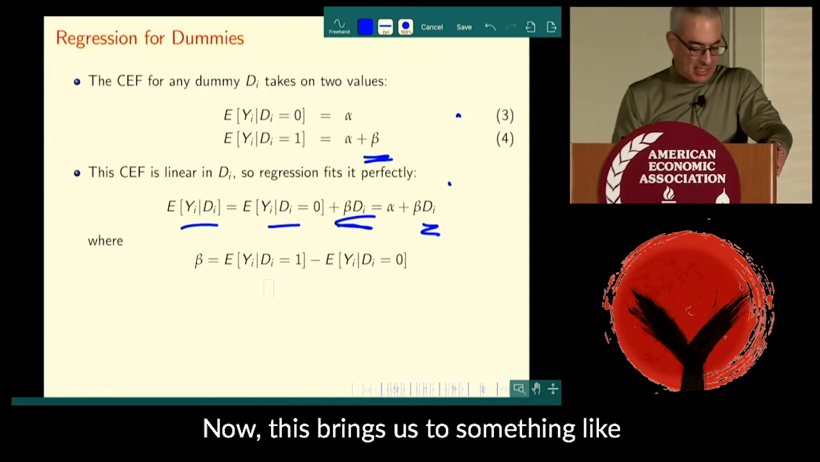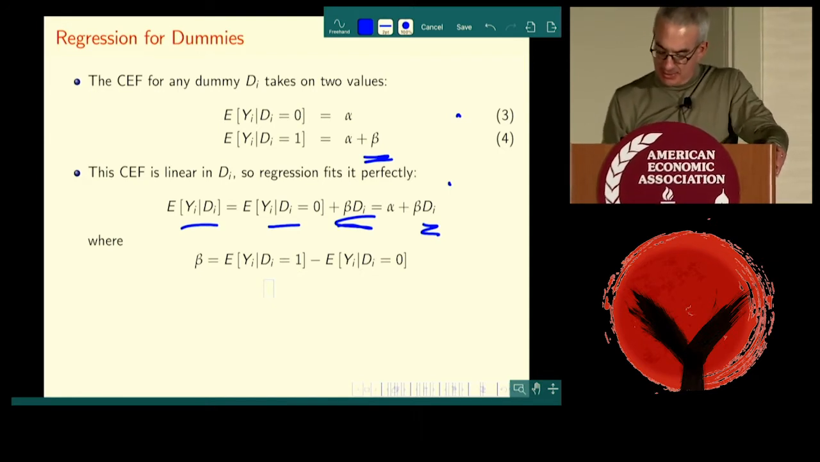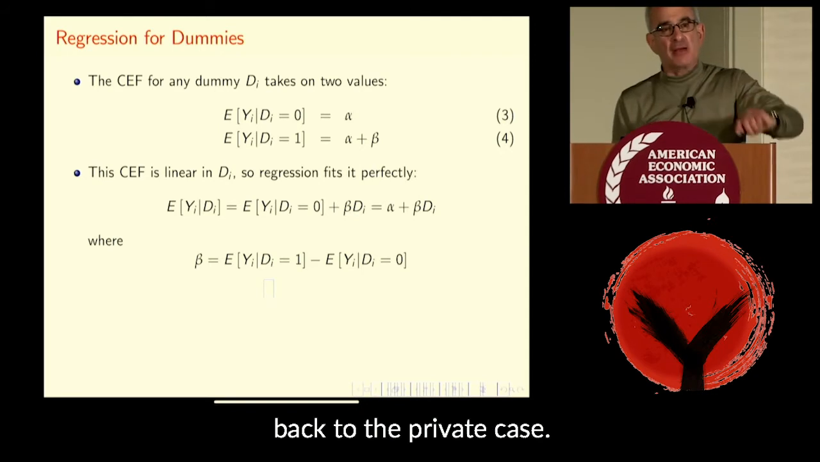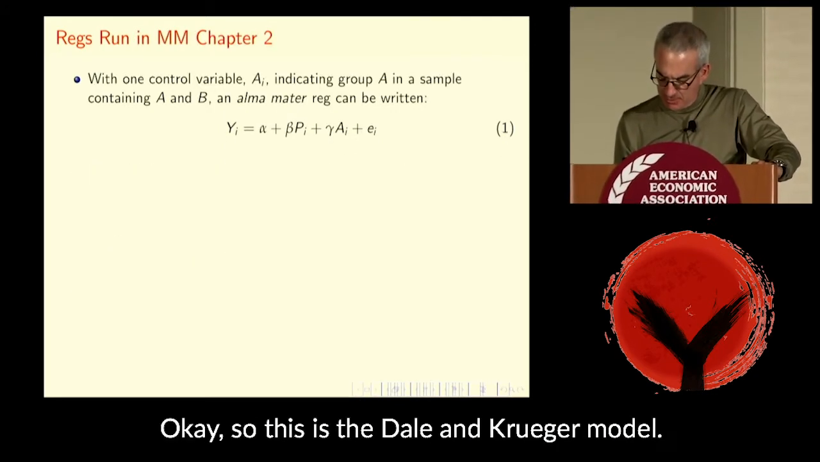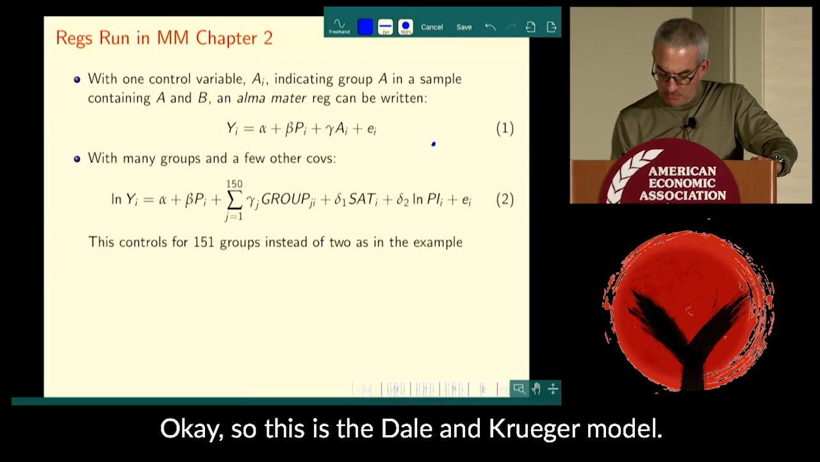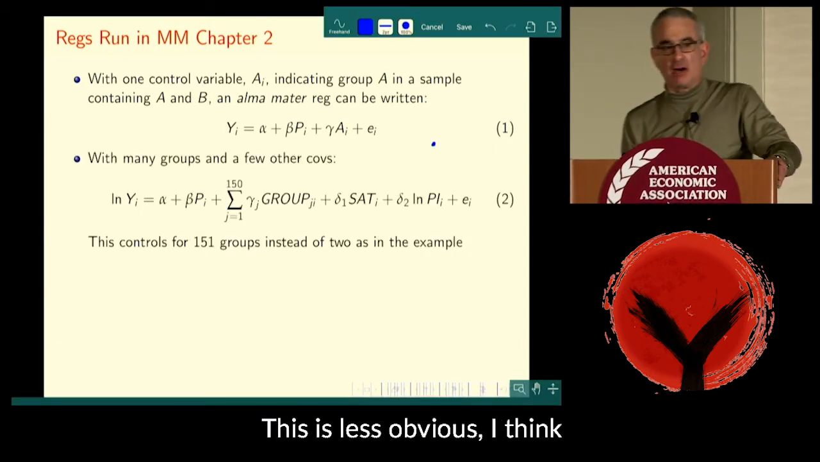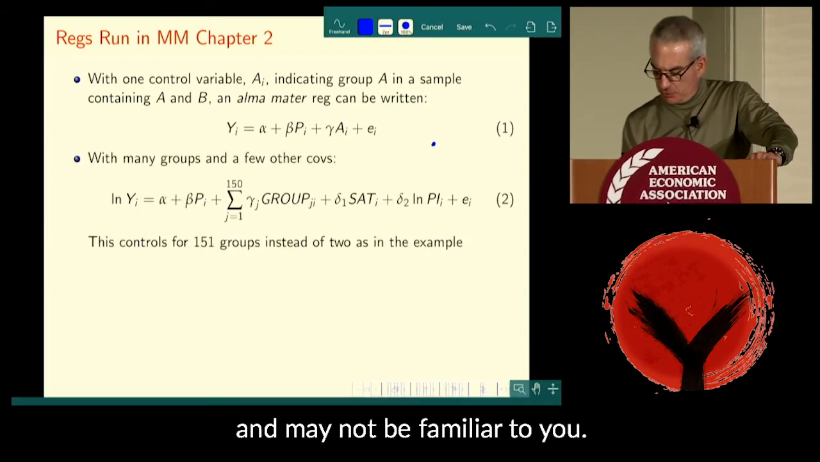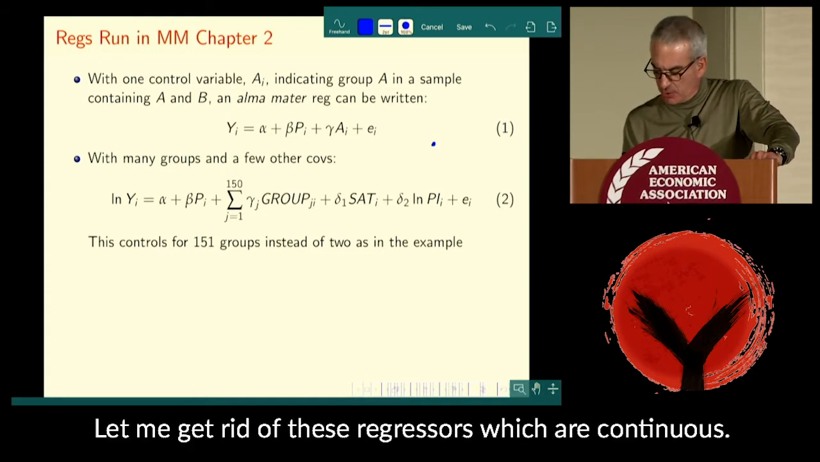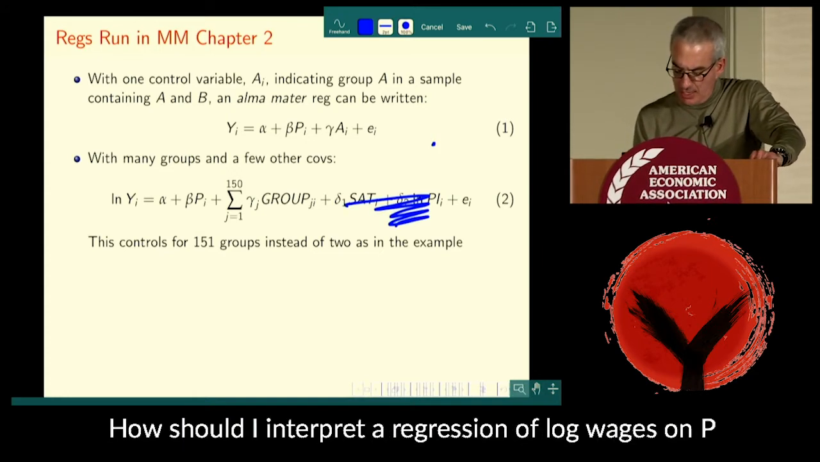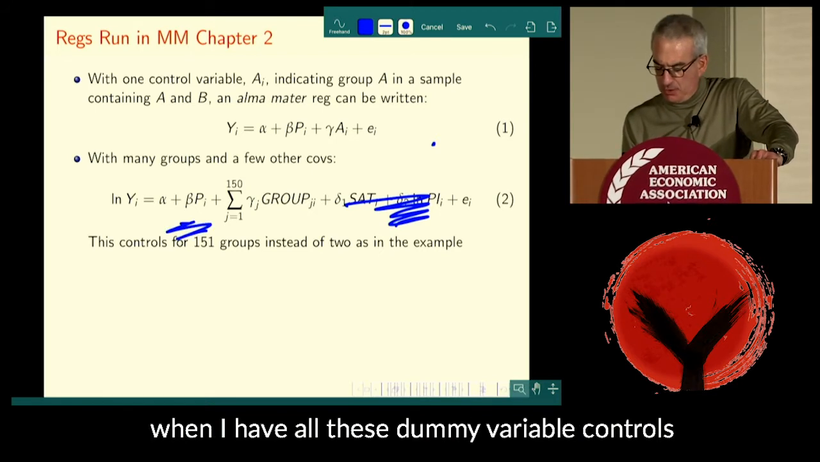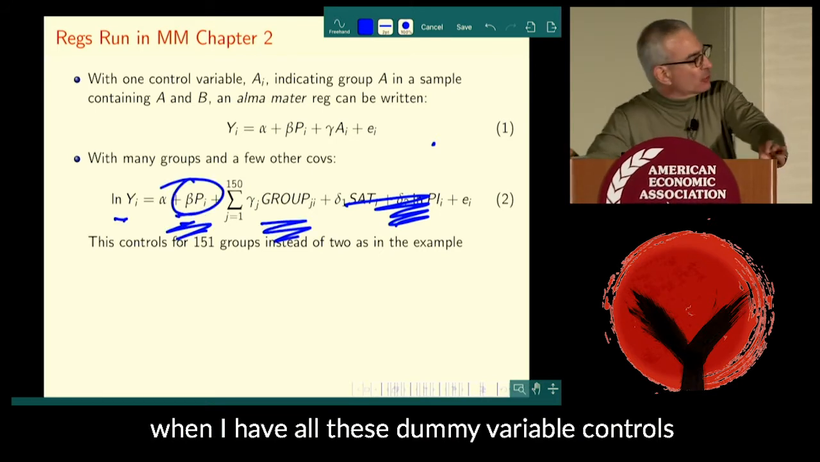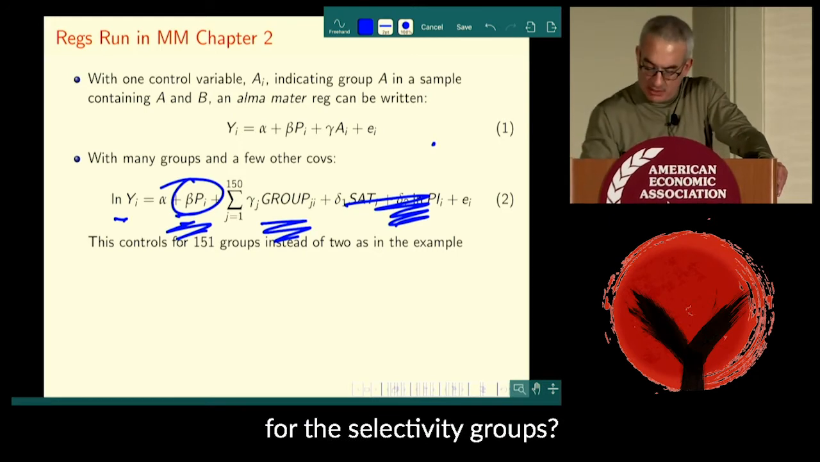Now, this brings us back to the private school case. What about the public-private model here? Okay, so this is the Dale and Krueger model. Now, this is less obvious, I think, and may not be familiar to you. Let me get rid of these regressors, which are continuous. How should I interpret a regression of log wages on P when I have all these dummy variable controls for the selectivity groups?